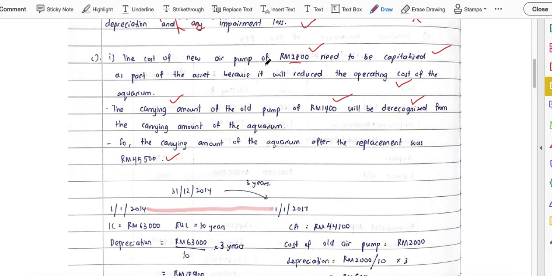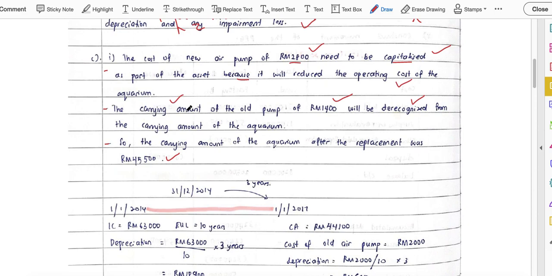The cost of the new air pump of 2,800 needs to be capitalized. This is very important. What I underlined gives you marks there. Need to be capitalized, and you have to give the reason because it will reduce the operating cost of the aquarium. This is given in the question. You just copy the reason. And then the next point. Make sure when you answer, you don't put it in essay form, you put it in sentence form. You put a bullet, so that you can separate the main points.